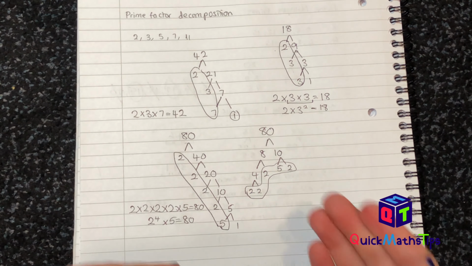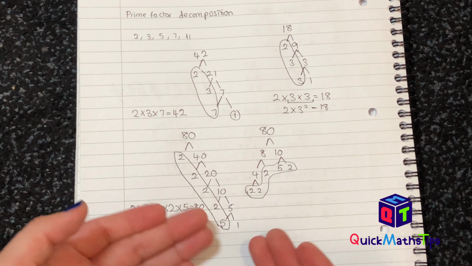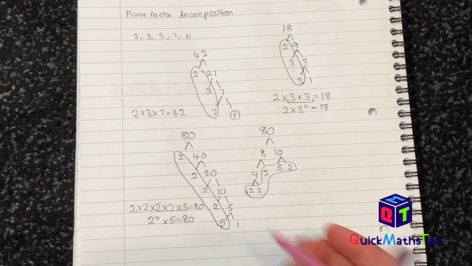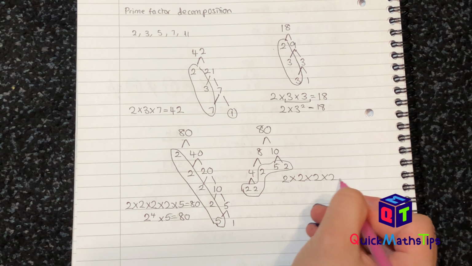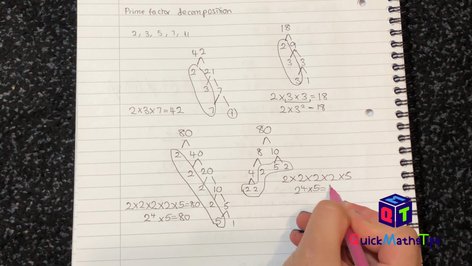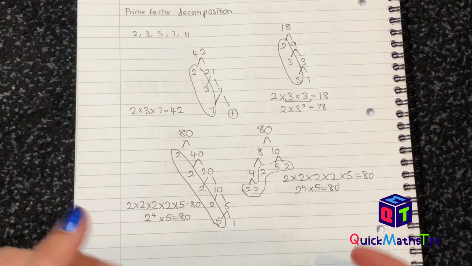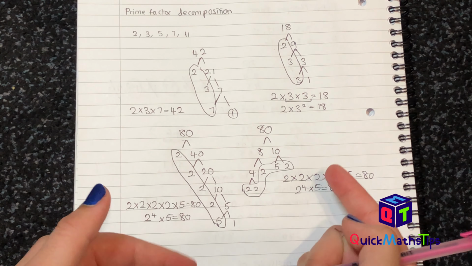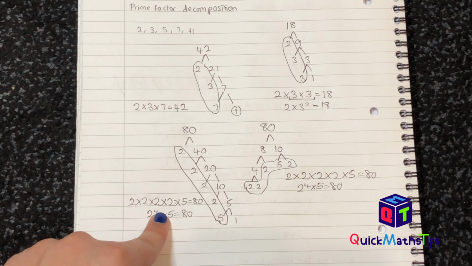Okay? So sometimes some trees, some stems might be longer than others and you might get confused about which ones are at the bottom. Okay? In this case, the answer will still be the same. 2 times 2 times 2 times 2 times 5, which is 2 to the power 4 multiplied by 5, giving you 80. So 80 as a product of its prime factors is going to be 2 to the power 4 multiplied by 5. This way is much neater and much easier and you're less likely to make a mistake, okay?